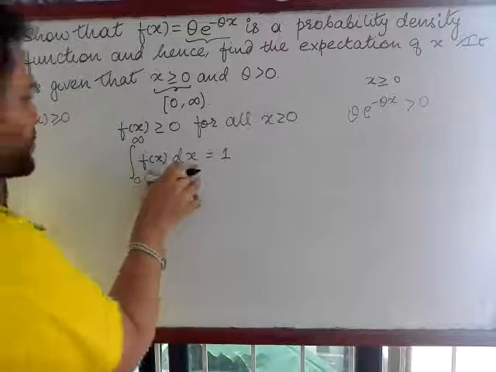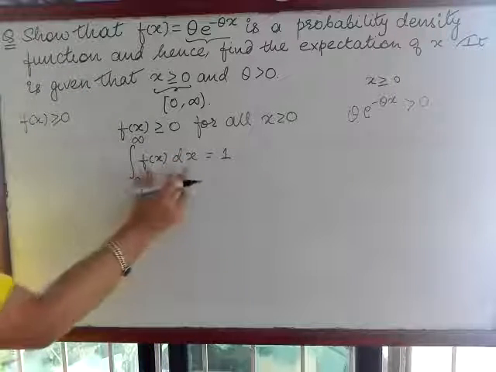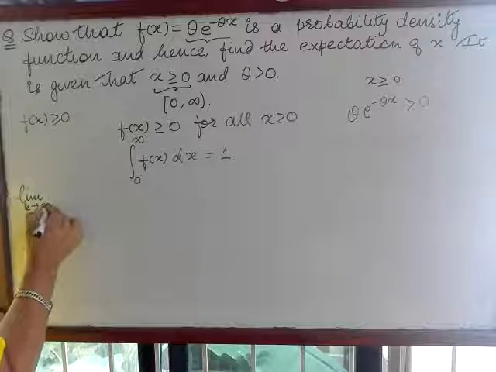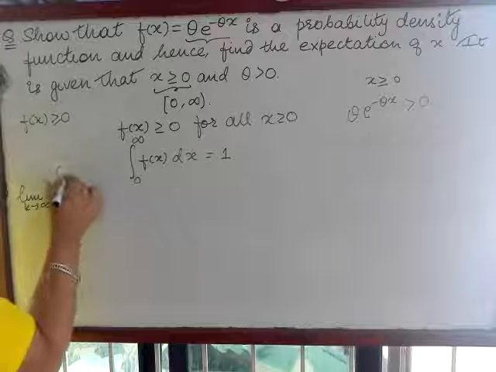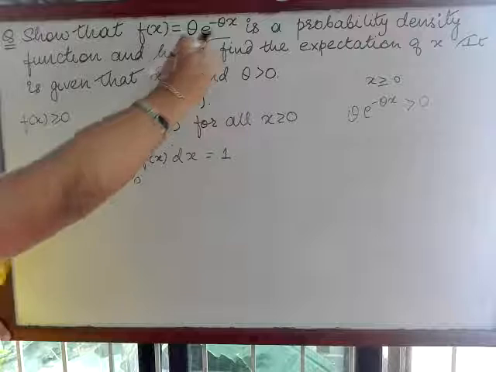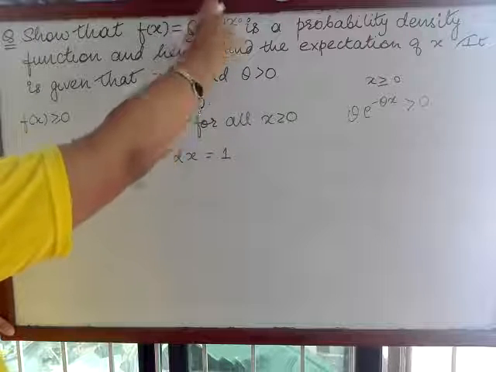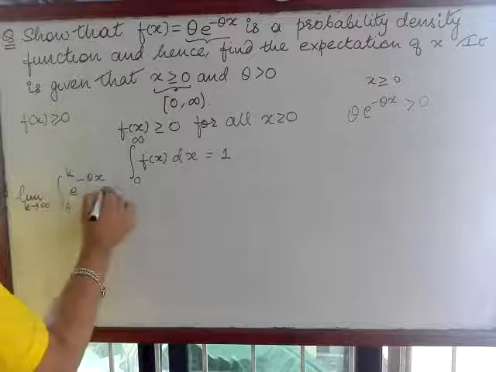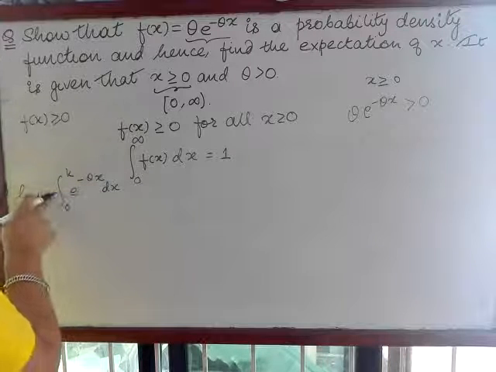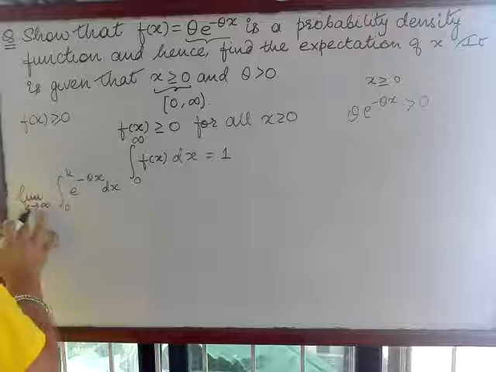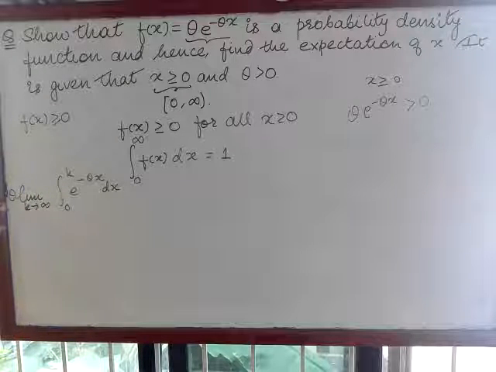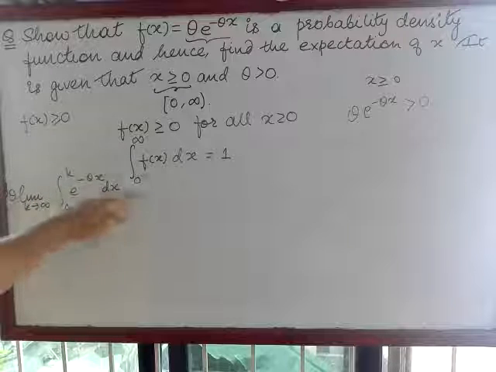Now let's look at this integral. By definition, this integral is equal to the limit as k tends to infinity of the integral from 0 to k of theta e to the power minus theta x. Since theta is independent of x, it will come out, and since it is independent of k, it will come out of this limit as well.